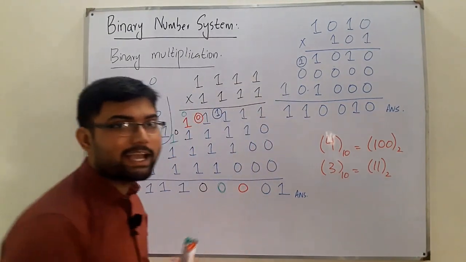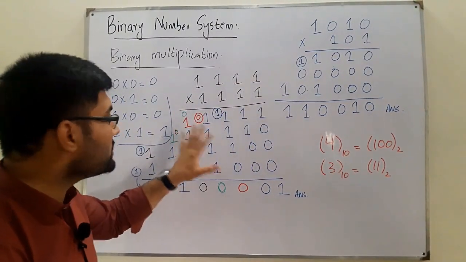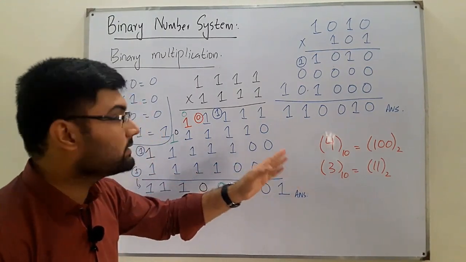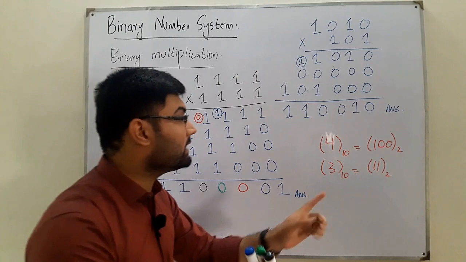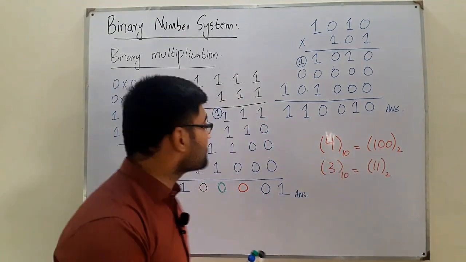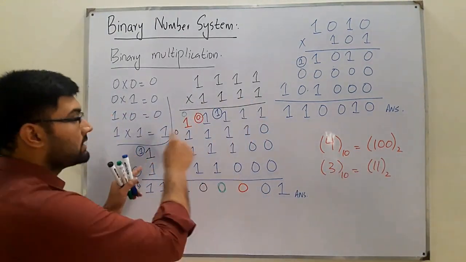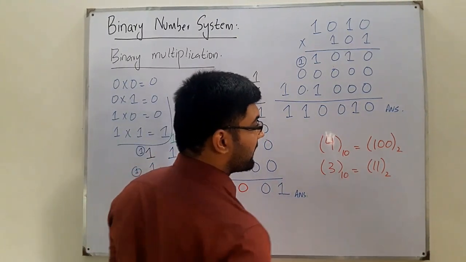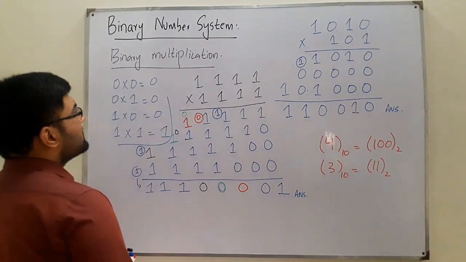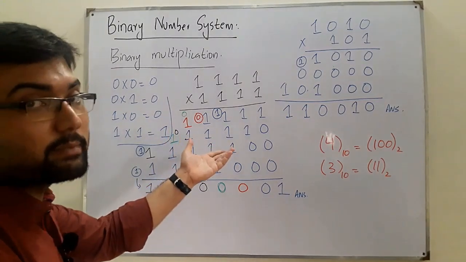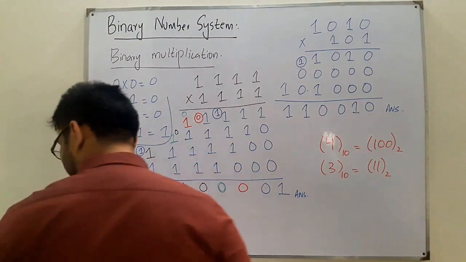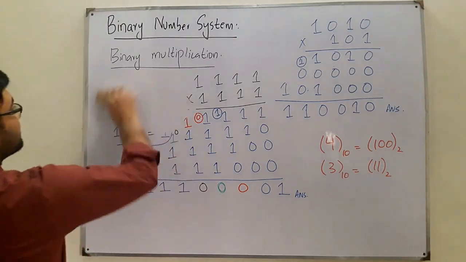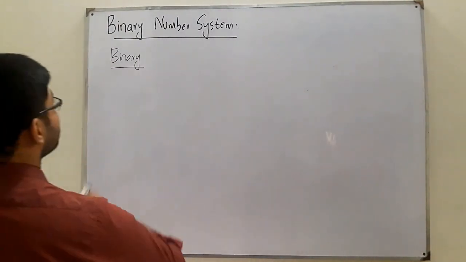Wasn't it tricky? Yeah, it is tricky, but once you know that when you have a group of 4 ones, 1 plus 1 plus 1 plus 1, you just replace it by 00 and shift those carries. When you have 3 ones, you write it as 1 and 1. Okay? So, this is about binary multiplication. Now, let us have binary division. So, let me remove it. So, now we have binary division.